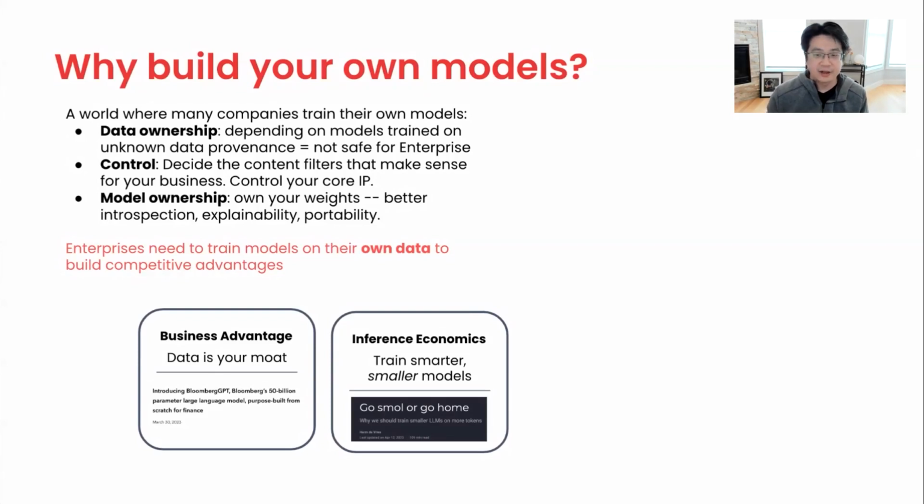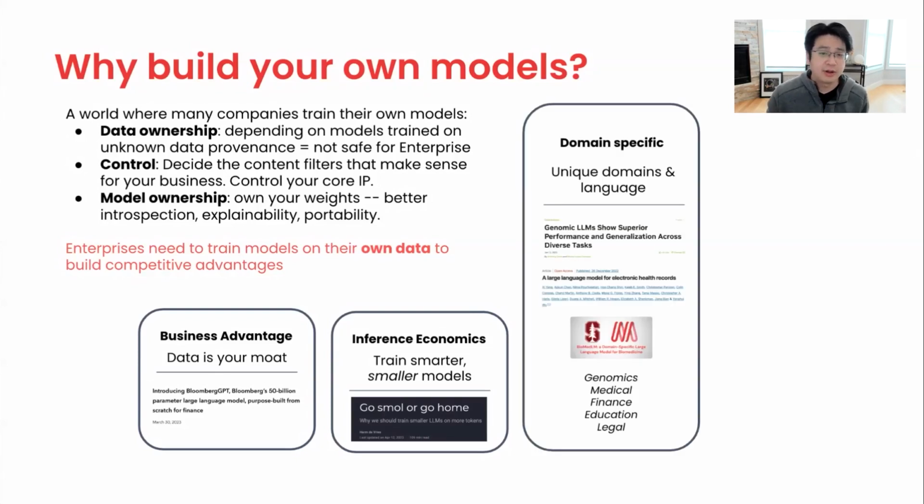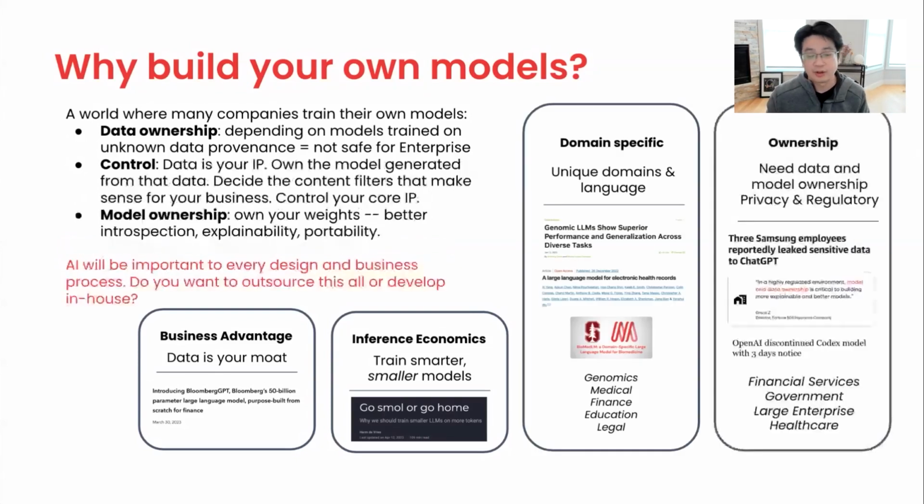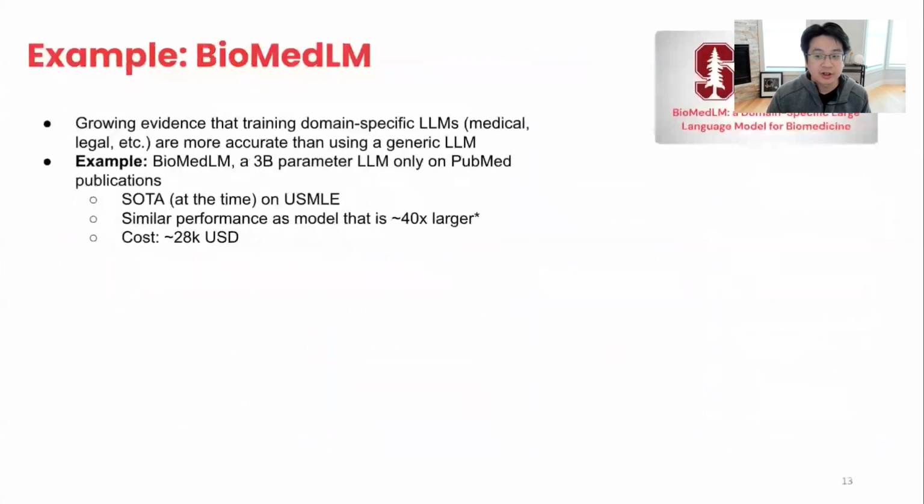And for that, training smarter, smaller models actually reduces the unit economics and cost of inference to a point where it can actually be deployed at scale across your enterprise. Domain specificity is another reason, and of course, data and model ownership, both from a privacy and regulatory standpoint.